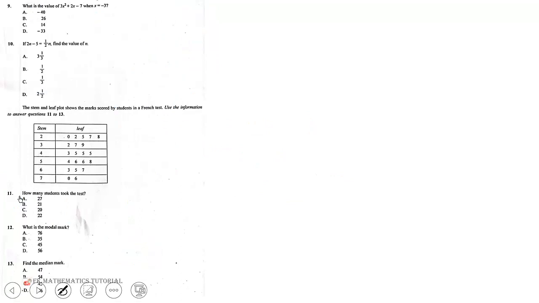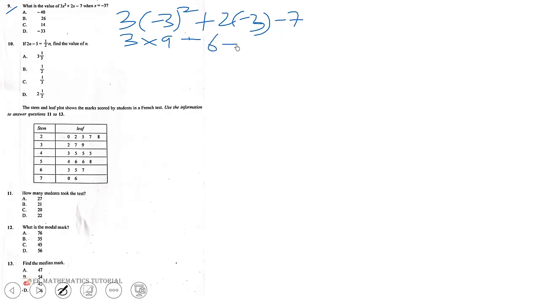Question number 9. What is the value of 3x squared plus 2x minus 7 when x equals negative 3? So 3x squared, so we put negative 3 wherever we see x, then plus 2 times negative 3, and minus 7. So negative 3 squared is 9, so we have 3 times 9 minus 6 minus 7.